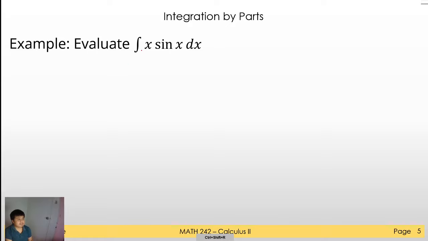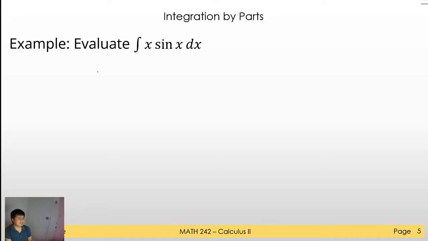So let's say we have this integral, so we'll evaluate this integral of x sine x dx. We do not have a direct formula, a direct table that helps us integrate this function. You can try using u substitution, but it will not work. It will always have a remainder in its simplification. So we can try using the integration by parts.